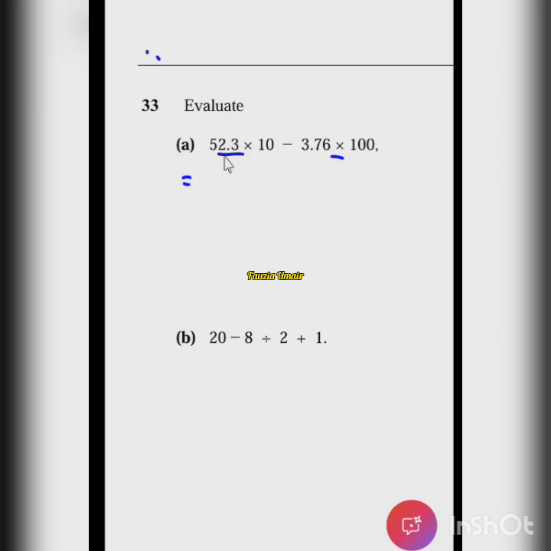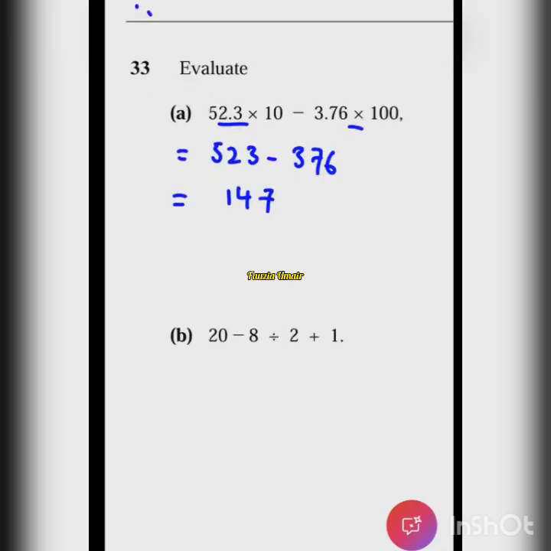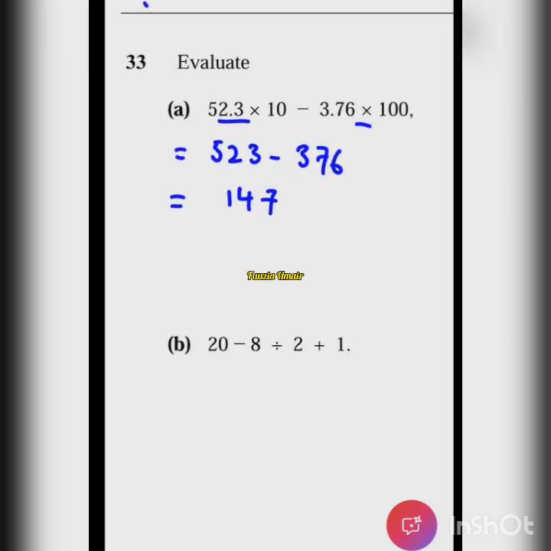So it would be 523 minus 376. So simply you can subtract it and get the answer. 47? How much? 47? No, sorry. 147. Yes, first we'll multiply 52.3 with 10. Meerup, can you see the screen? Yes, ma'am. All right, that's fine.